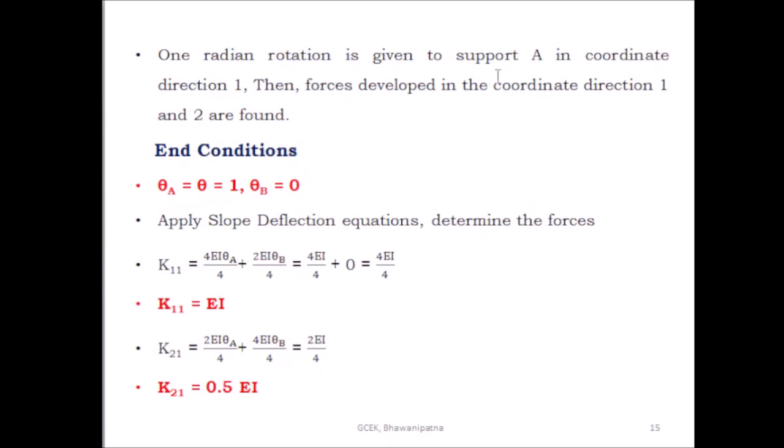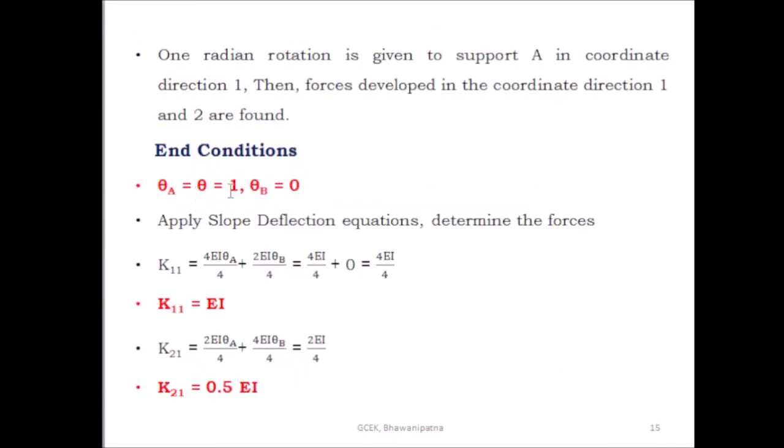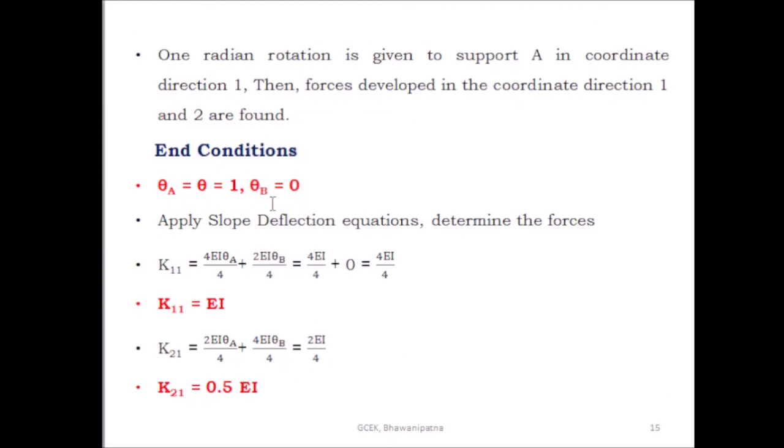1 radian rotation is given to support A in coordinate direction 1. Then forces developed in coordinate directions 1 and 2 are found. So what are the end conditions? Here this is the A support and the displacement is equal to 1, so theta A is equal to 1. But here there is no displacement because this is fixed, so theta B is equal to 0. Take theta A 1 and theta B 0.